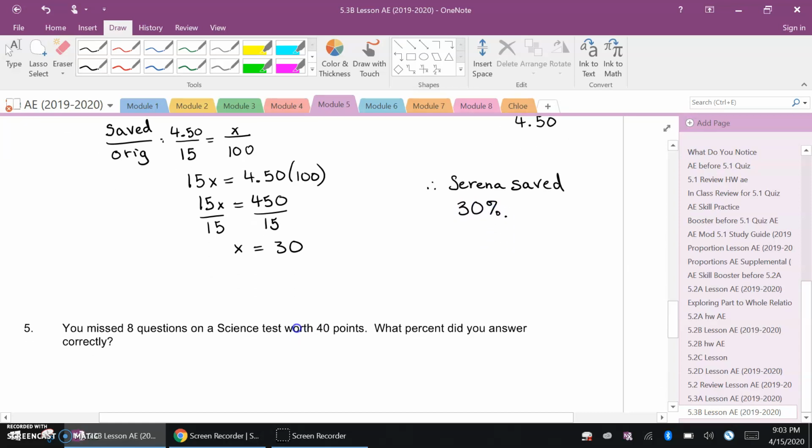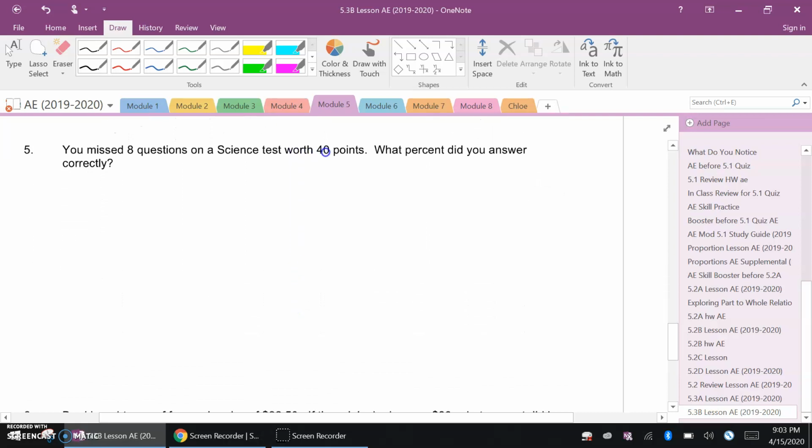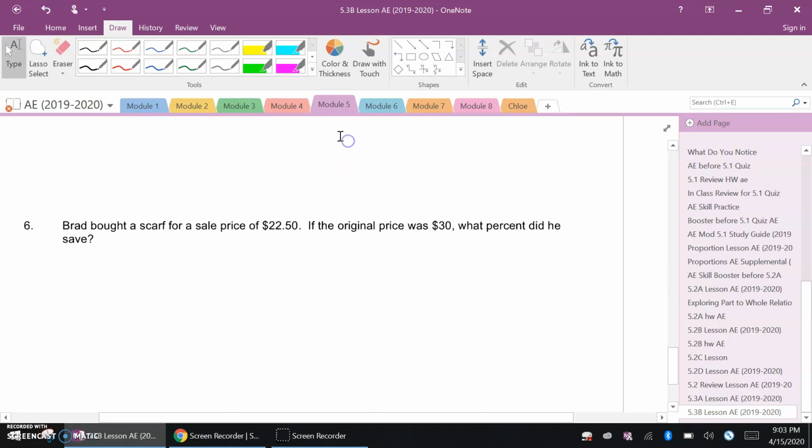Okay, so keeping with that thought process, we're going to jump down to actually number 6, because 6 is very similar to this. So it says that Brad bought a scarf for a sale price of $22.50. So that means that that's how much he paid. The original price was $30. And so we want to know again, what percent did he save?